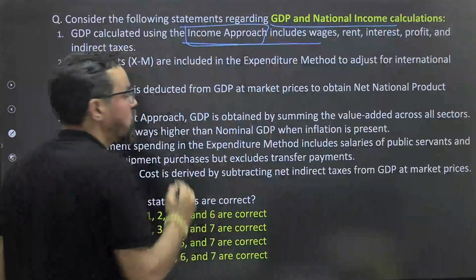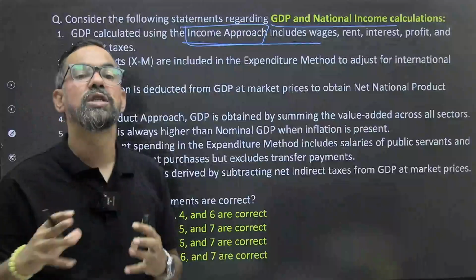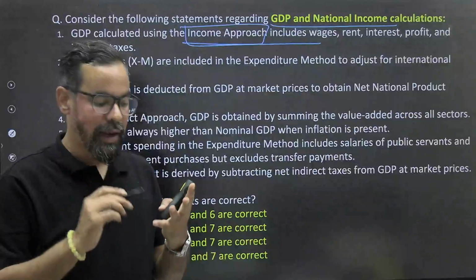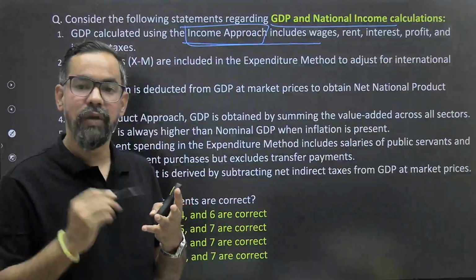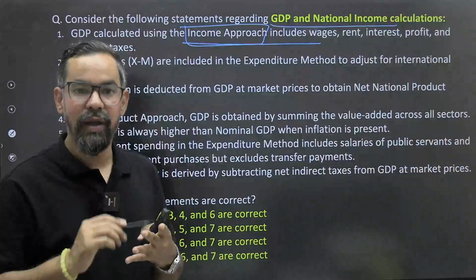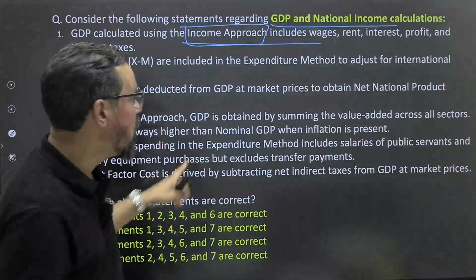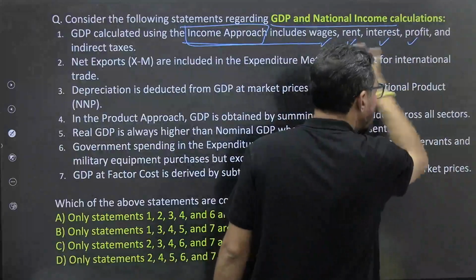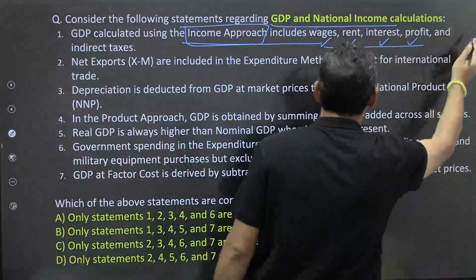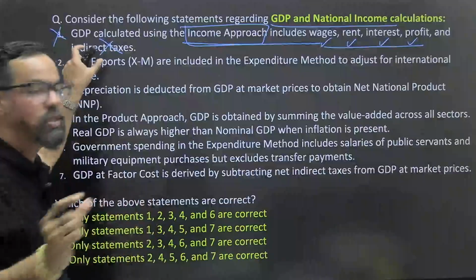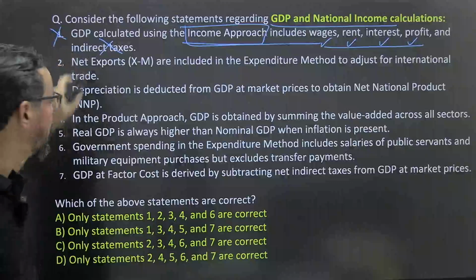In the income approach, we have sources of income, the factor incomes: land, labor, capital and entrepreneurship. From land we get rent, from labor we get salary and wages, entrepreneurs get profit, and from capital we get interest. Now they have mentioned wages, rent, interest, profit. This is true till here, but they have added indirect taxes. No, so this one statement makes the entire statement wrong.